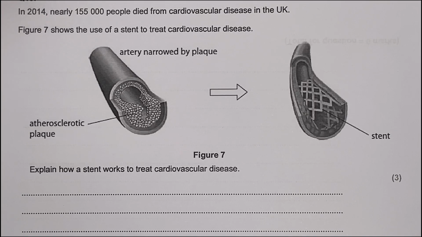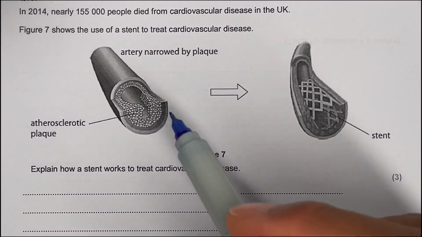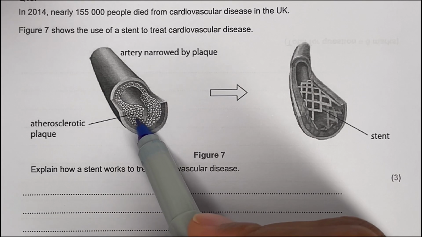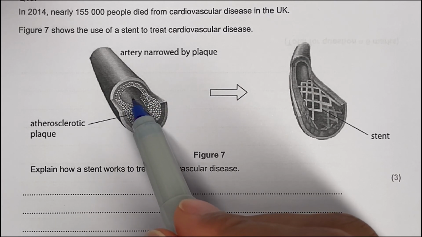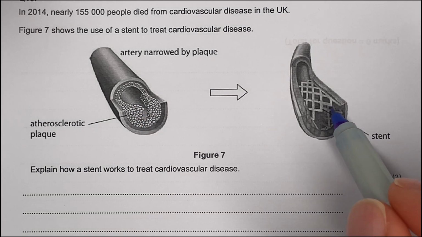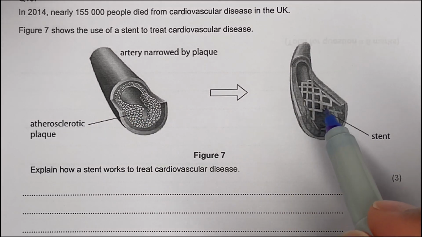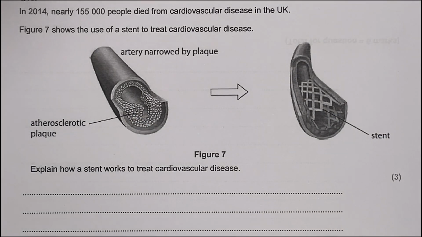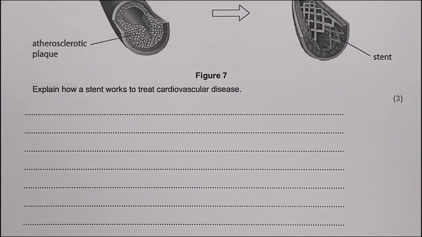In 2014, nearly 155,000 people died from cardiovascular disease in the UK. Figure 7 shows the use of a stent to treat cardiovascular disease. So artery narrowed by plaque. So we can see this plaque narrows the artery. This would narrow or slow down the flow of blood. So when a stent is added to the artery, I can see the difference. The plaque is here, the plaque is not here. Okay, so the question says, explain how a stent works to treat cardiovascular disease.